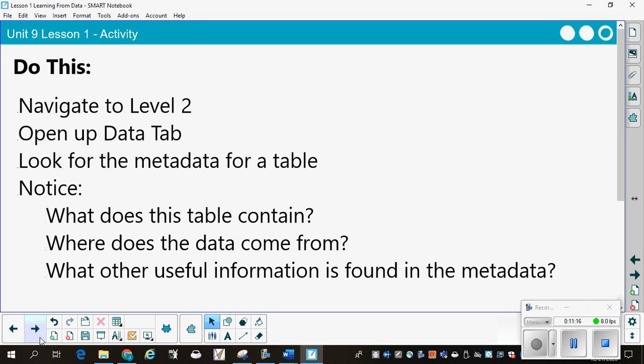I want you to go to Unit 9, Lesson 1. Navigate to Level 2. Open up the Data tab. Look for the metadata for a table. I'd like you to notice, what does this table contain? Where does the data come from? What other useful information is found in the metadata? Take a moment, pause the video, and just jot down your answers to these questions.